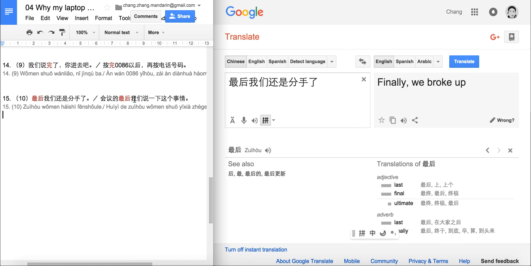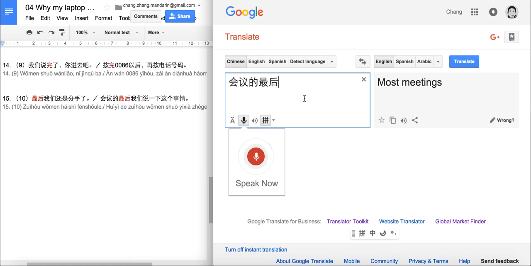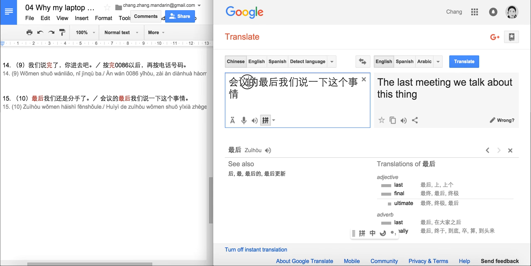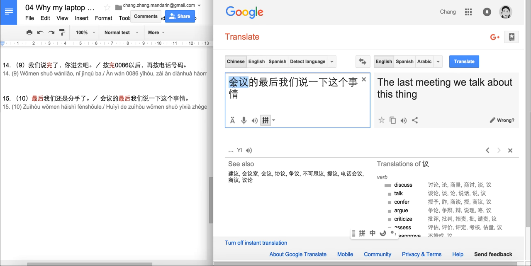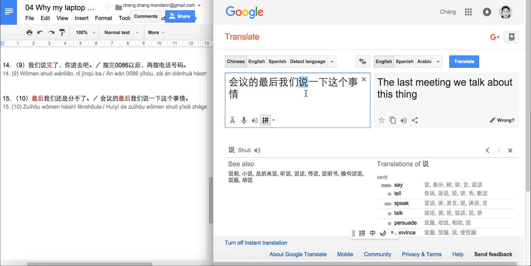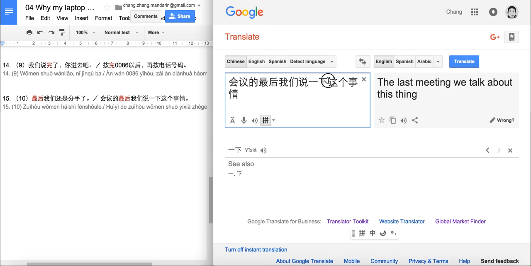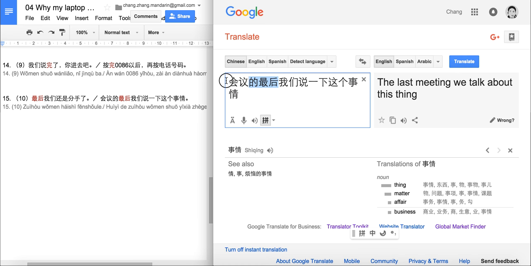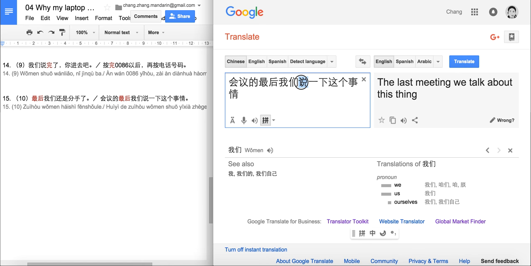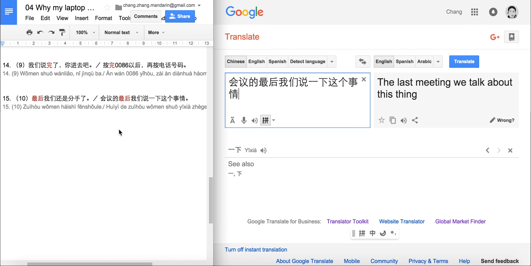The last sentence. 会议的最后，我们说一下这个事情。会议的最后 means the end of the meeting, not the last meeting. At the end of the meeting, we should talk a little bit about 这个事情, this matter. So at the end of the meeting, let's discuss a little bit about this thing. Okay, that's all the sentences.